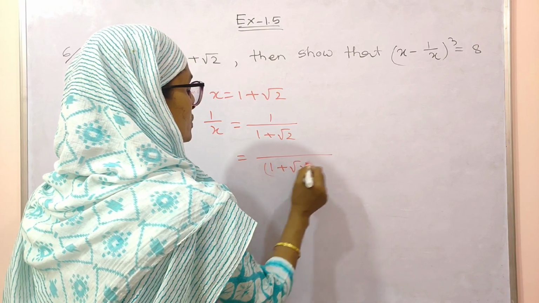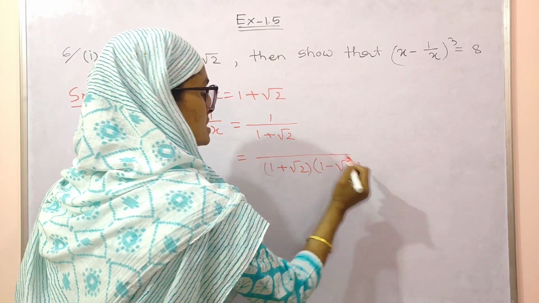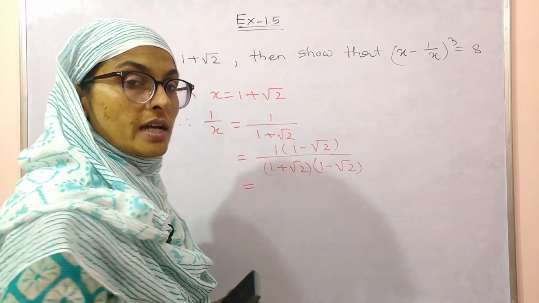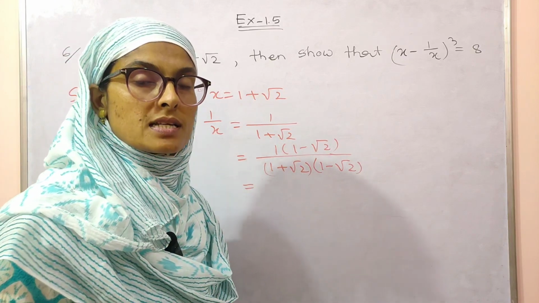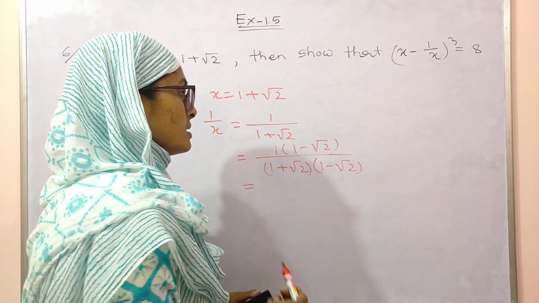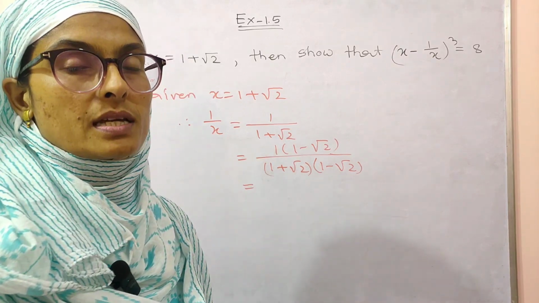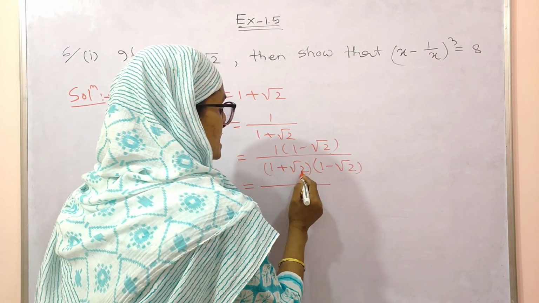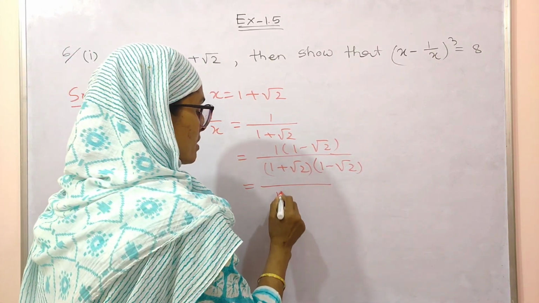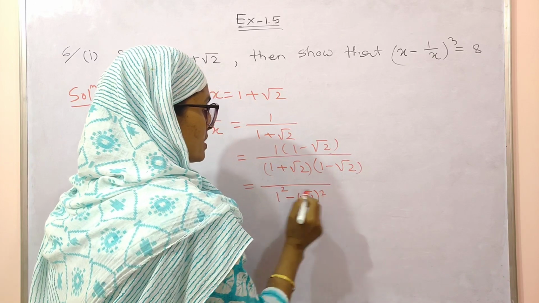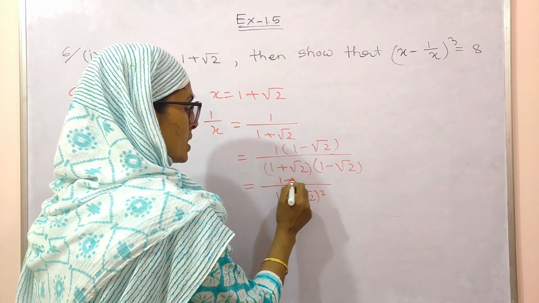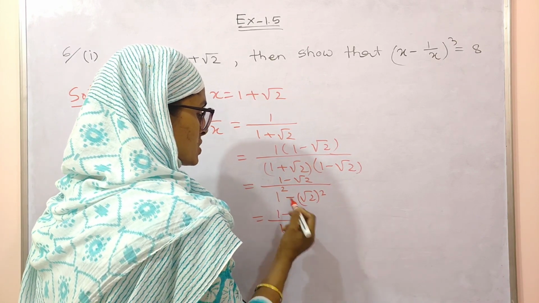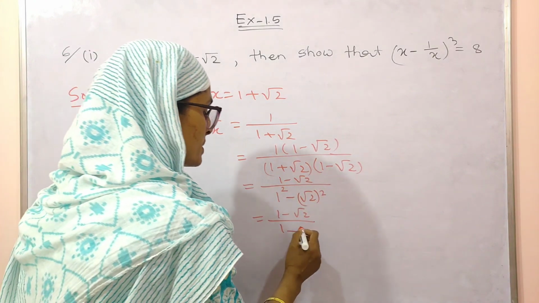Multiply both numerator and denominator by 1 minus root 2. How can you rationalize? I have already discussed in the previous class. If you did not check this one, you can check the playlist. Now, here (a plus b) into (a minus b) is a square minus b square. And this one multiplied by 1 gives 1 minus root 2. In the denominator, 1 square means 1, root 2 square means 2.